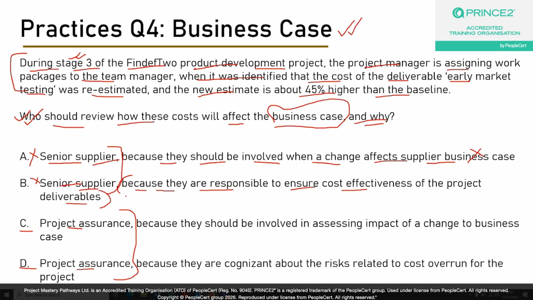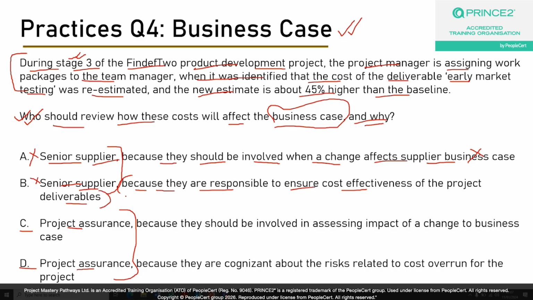Okay, now option B is partially correct. I'm not doubting the fact that the senior supplier will be responsible to ensure the cost effectiveness of a project by getting a competitive deal with the supplier. But here the situation is very different, right? Because in this scenario, it has not been highlighted whether this deliverable, early market testing, was re-estimated because the supplier said, okay, I will increase my costs from baseline because the costs which I provided during the initiation stage were incorrect. Okay, the question is not saying that.